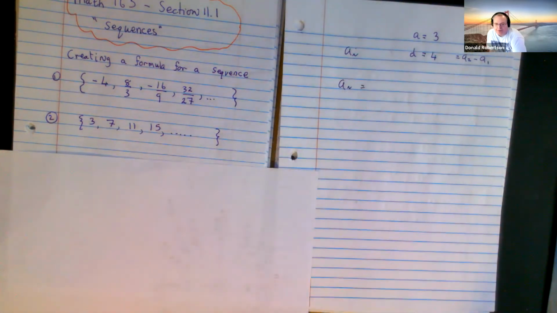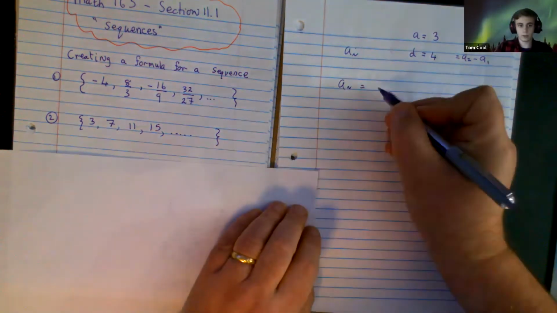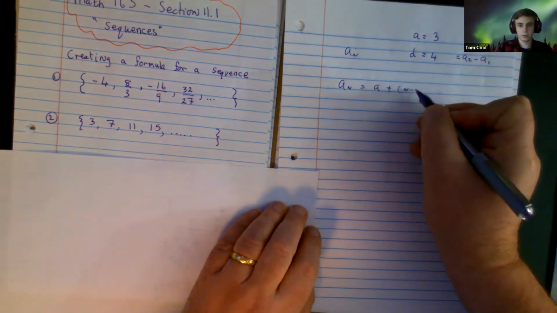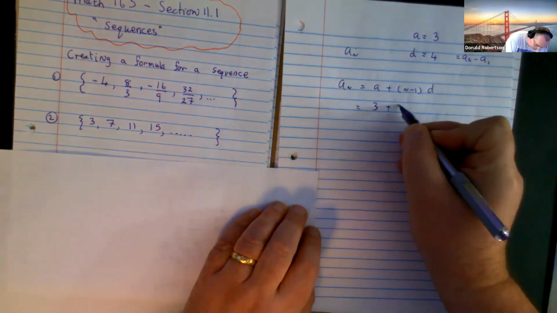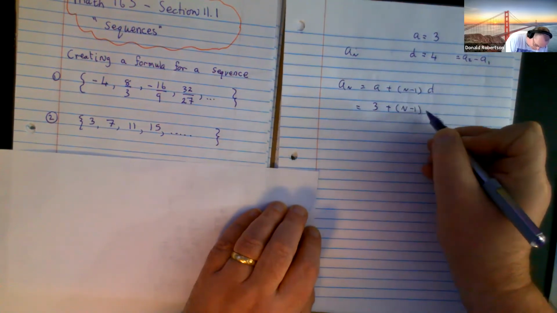Can anyone remember the formula from yesterday using A and D that gives you every arithmetic sequence in the universe? Wasn't it A plus the quantity of n minus 1 times D? That's the guy. In this case, you've got a 3 and you've got an n minus 1 times 4.